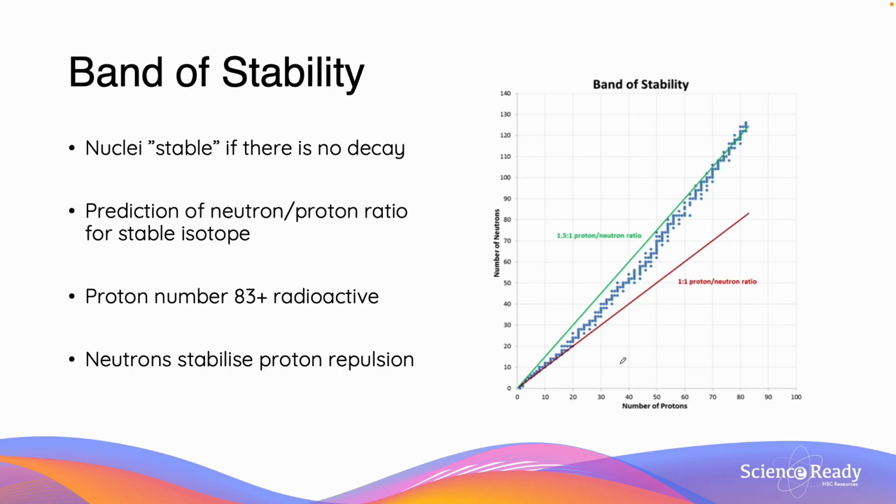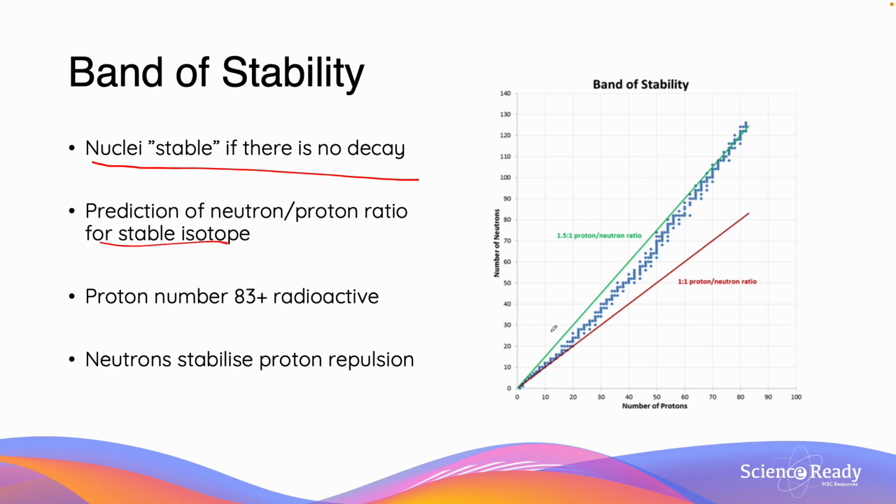The band of stability is a zone which demonstrates the nucleon ratio of protons to neutrons, which determines whether an isotope is stable or radioactive. And if we remember, it's stable if there is no radioactive decay. Neutrons stabilize the proton repulsion in the nucleus. So if there are too many protons, you can generally fix this issue by increasing the number of neutrons or decreasing the number of protons in an isotope.